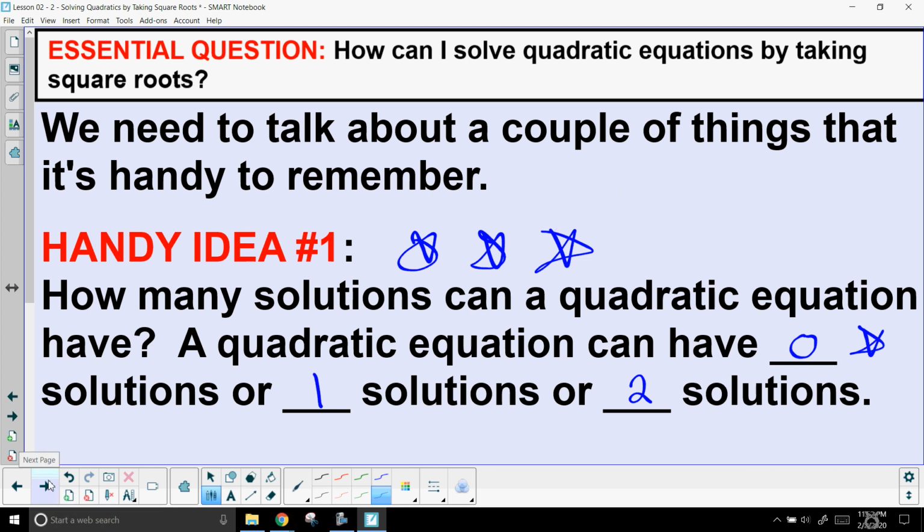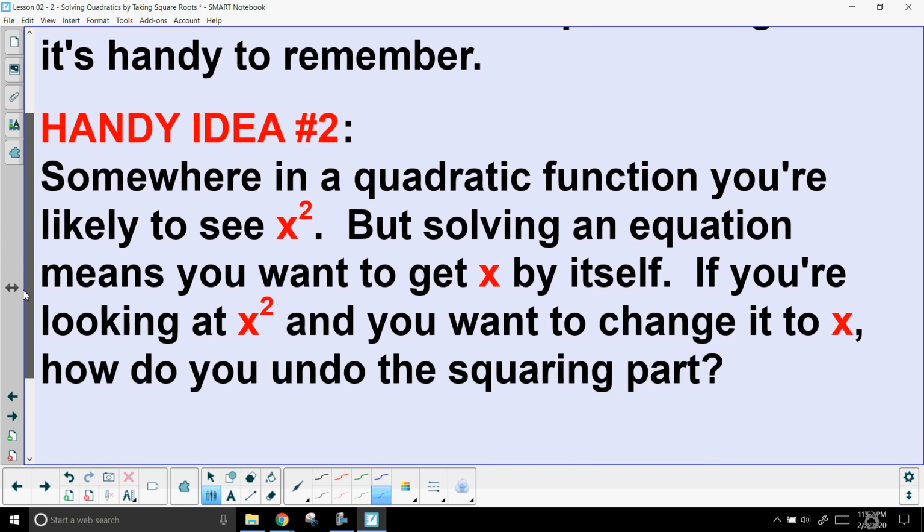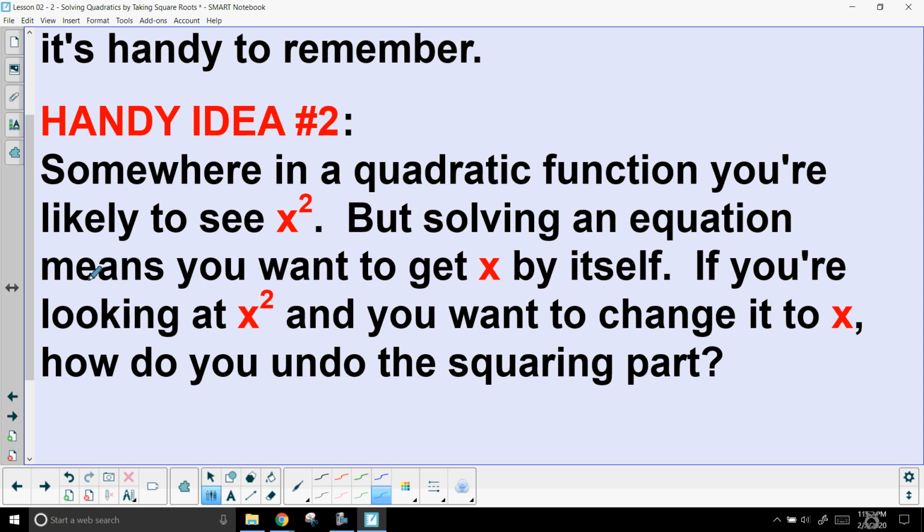Alright, here we go. Another big main idea is that somewhere in the quadratic function, you're likely to see an x squared. But solving an equation means you want to get x by itself. If you're looking at x squared, you may want to change it to an x. How do you undo the squaring part? That's right, you take the square root.